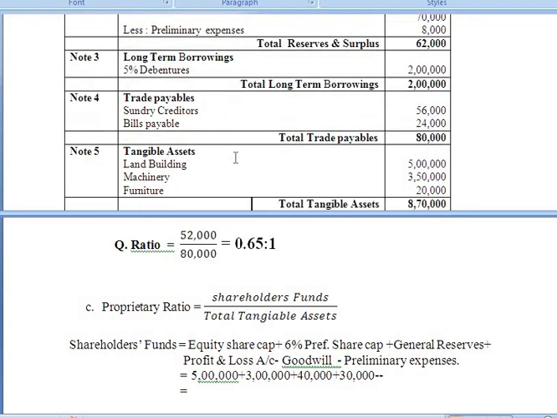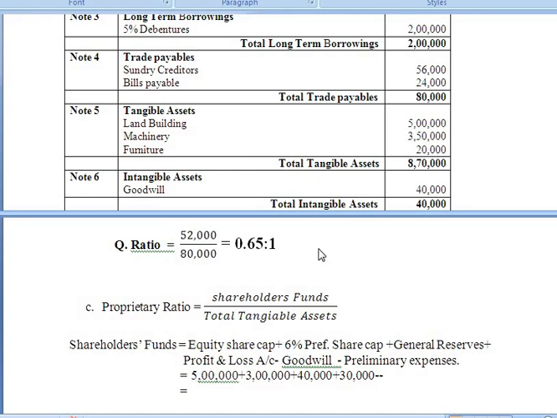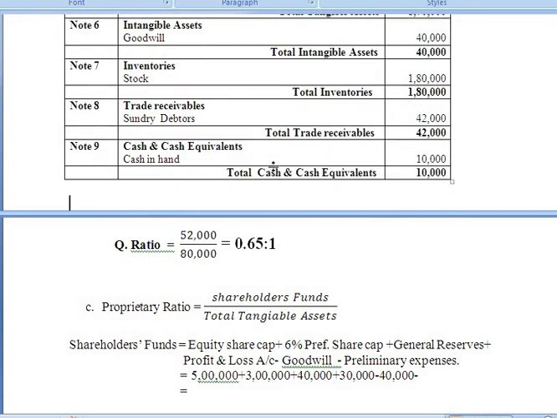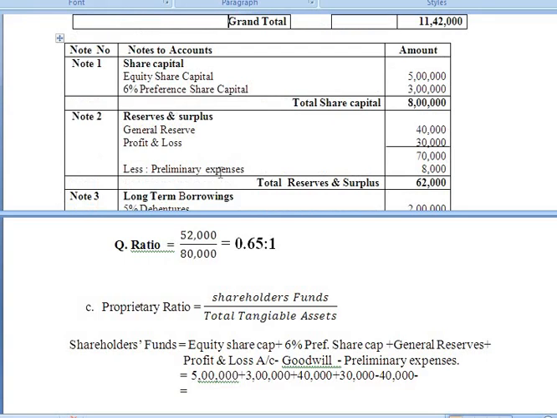Here you can check in intangible asset, note 6. Goodwill is 40,000. So right here 40,000. Okay. Minus preliminary expenses. Now check in the problem whether preliminary expenses are given. Okay. Yes, there is preliminary expenses and you can find this in note 2. Preliminary expenses rupees 8,000. Okay, rupees 8,000.